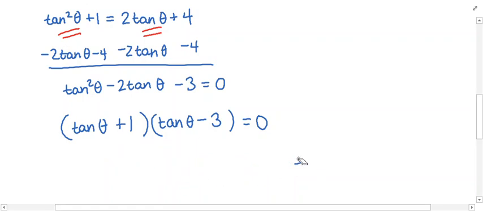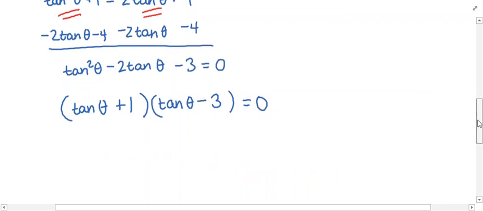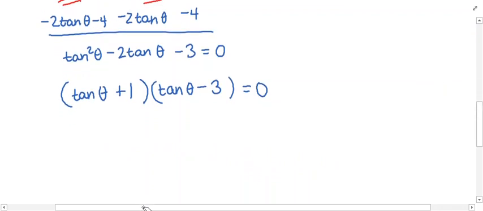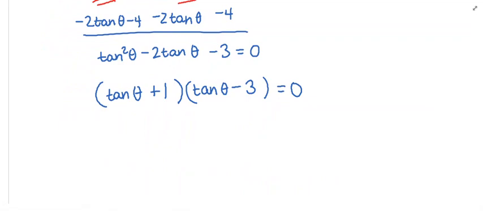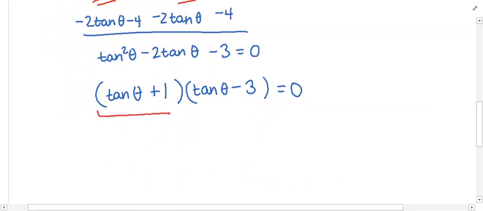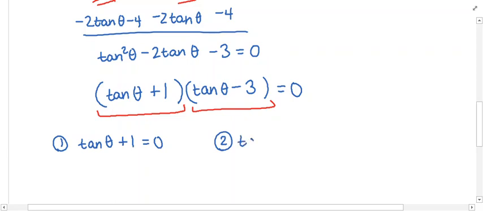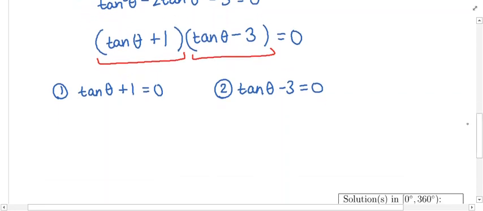Remember, if something doesn't factor, you need to try the quadratic formula. The quadratic formula always works, but not everything factors. All right, so we factor the non-zero side, so now we need to take each factor, set it equal to 0, and solve. The first equation we're going to get is that the tangent of theta plus 1 is equal to 0. And the other one we need to solve is the tangent of theta minus 3 is equal to 0.